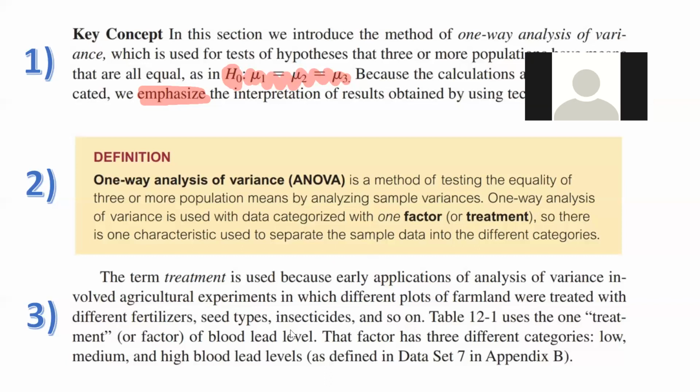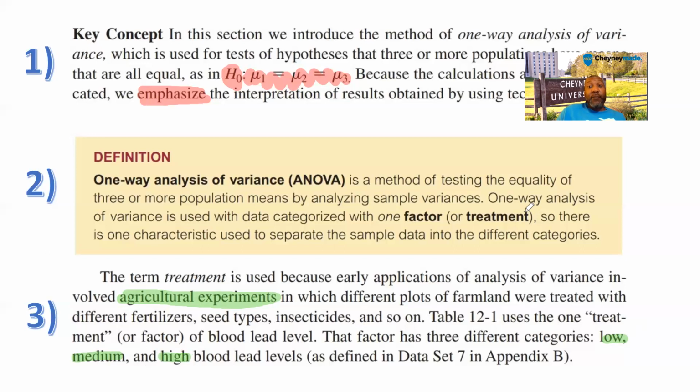The term treatment is used because early applications of analysis of variance involved agricultural experiments in which different plots of farmland were treated with different fertilizers, seed types, insecticides, and so on. Table 12-1 uses the one treatment or factor of blood lead level. The factor has 3 different categories: low, medium, and high blood levels, as defined in data set 7 in Appendix B. Okay, it's a lot of information right here, right?